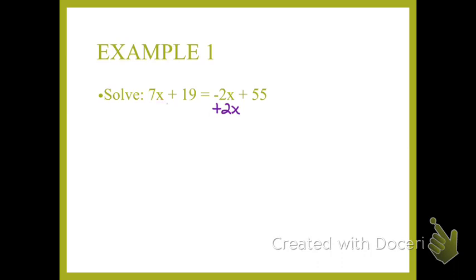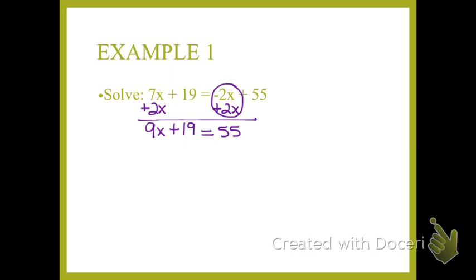So what I'm going to do is add 2x to both sides so that I can eliminate this. Negative 2x plus 2x would be 0, and essentially that would cancel out and just leave me with a 55 on the right-hand side of the equation. On the left, I've got the 7x plus 2x, which is 9x, and I still have the plus 19.